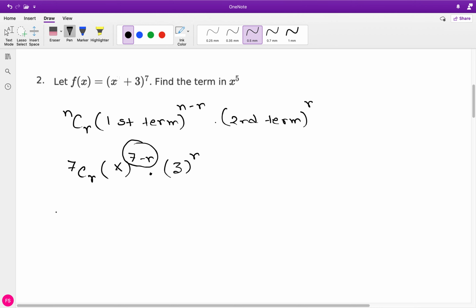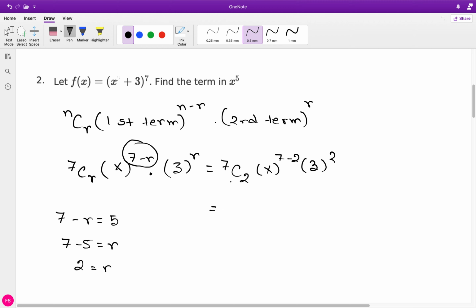You can calculate that easily. That is 7 minus r. You want this to be equal to 5. This will give you 7 minus 5 equals to r. That means you want your r to be 2. Now all you need to do is just substitute r back into this equation. That will give me this equals to 7c2, then x to the power of 7 minus 2, and then 3 to the power of 2 only.